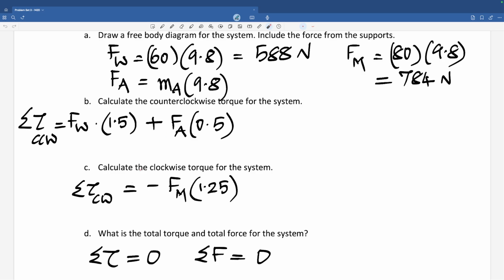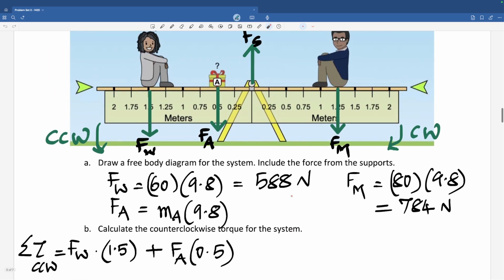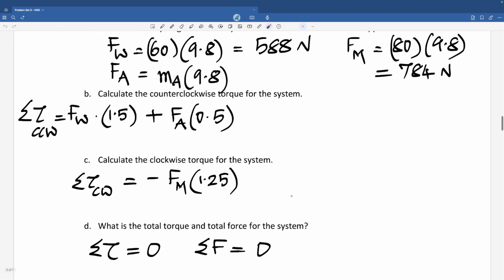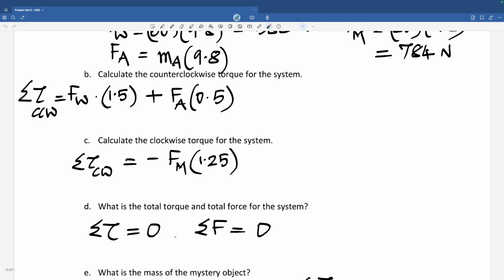Alright, now the D part. What is the total torque and the total force? The answer is right there. If a system is in equilibrium, like this is, then both the torque and the net force must be 0. So that's why I have put that there. Look at that. Net torque is 0 and net force is 0.